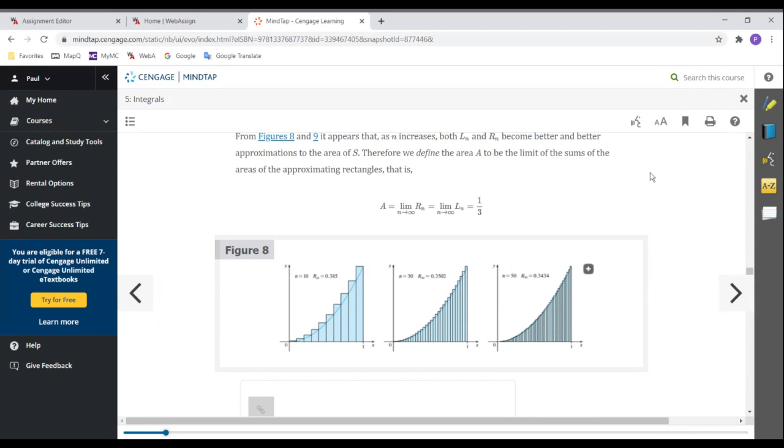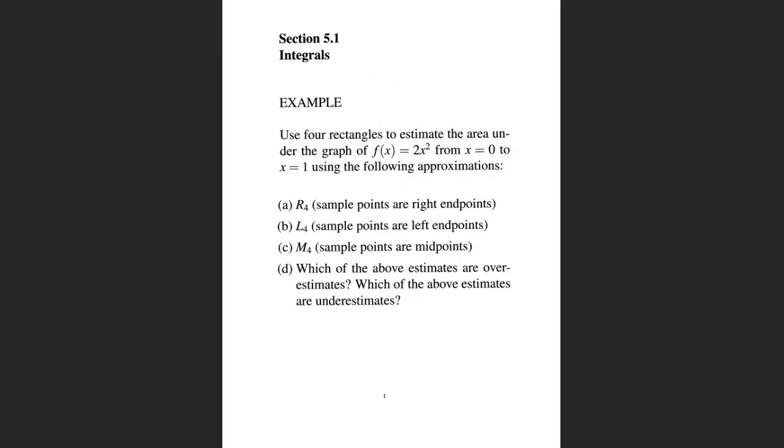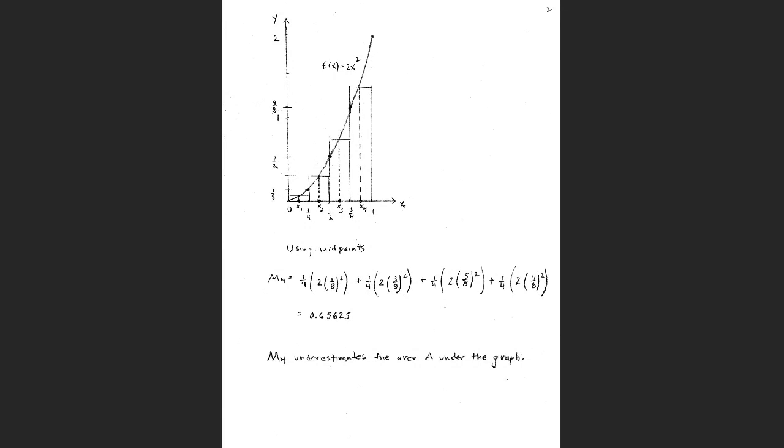All right. Well, then let's continue on here with the problem. Let me bring up the file here. So we've done part A. We've done part B, and part D we're kind of working out as we go. Now we have to do part C. So in part C, we're going to use our sample points as midpoints. So part C is right here.